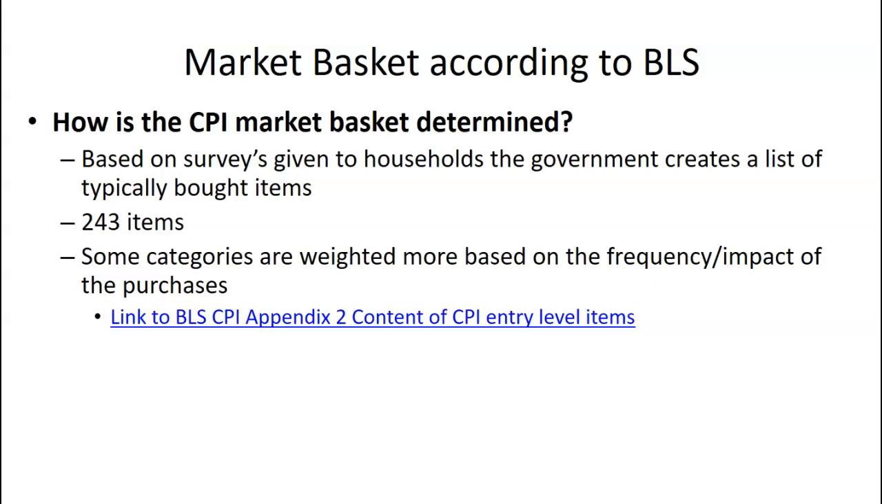Some categories are weighted more. For instance, rent is very heavily weighted because it impacts a lot of people. Gas prices is more heavily weighted in that categorization because it impacts a lot more people. Things that don't impact as many people may not be on that list or may not be as weighted. We won't get into that, but it's kind of an interesting thing.